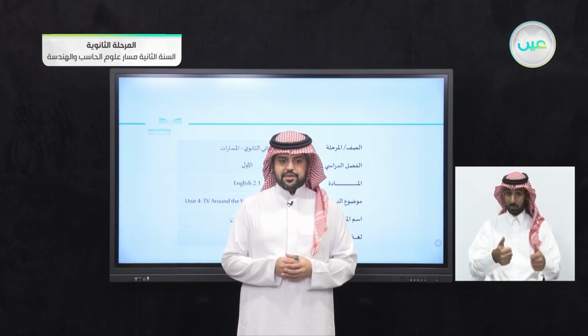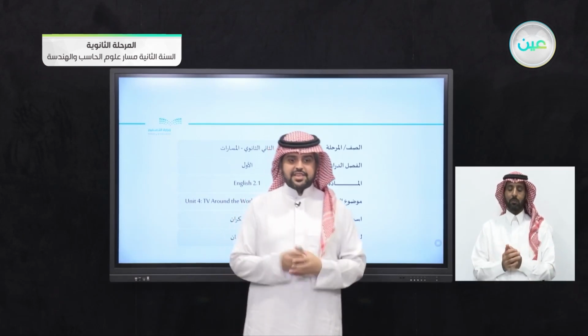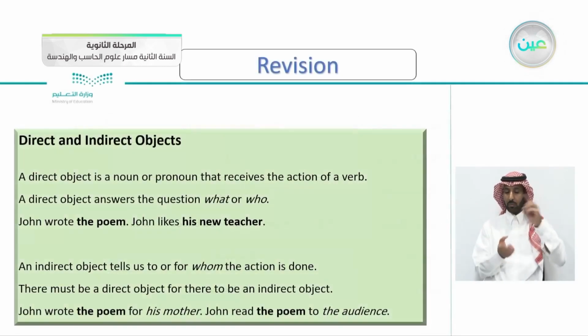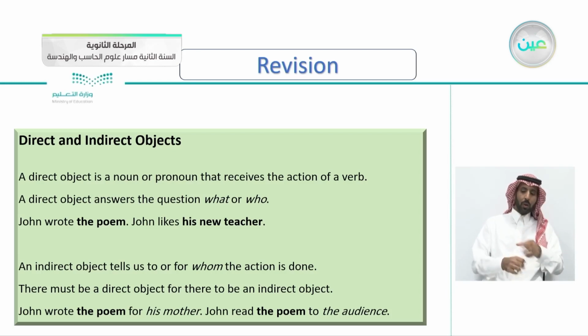I hope that you're happy and healthy and ready for today's lesson, which is the conversation of Unit 4, TV around the world. Before we do that, let's revise what we took previously about the direct and the indirect objects. The direct object is a noun or pronoun that receives the action. Direct object answers the question who or what. For example, here, John wrote the poem.